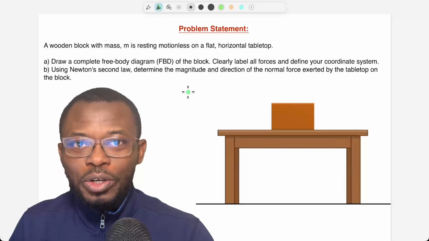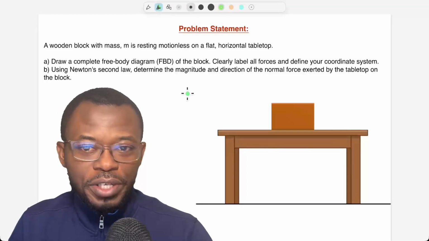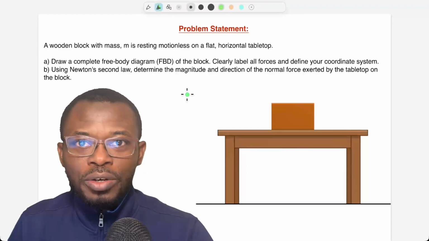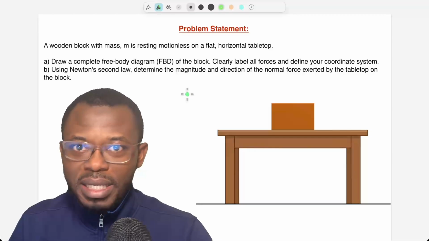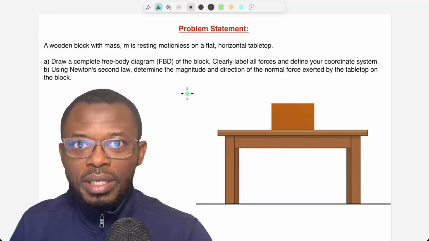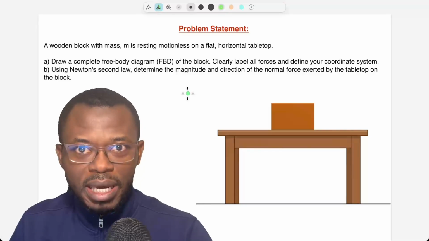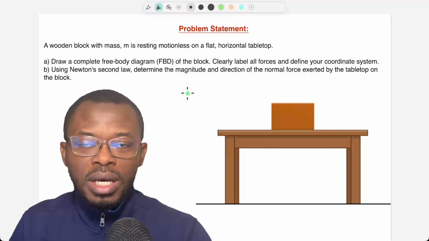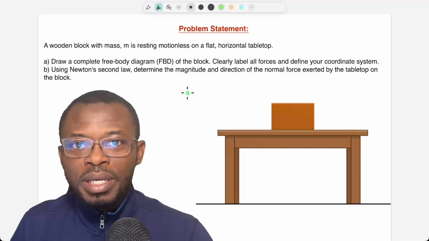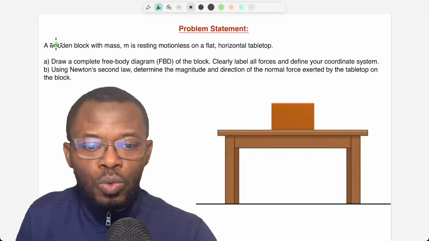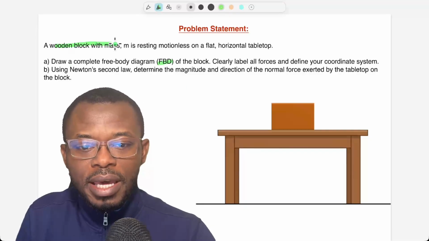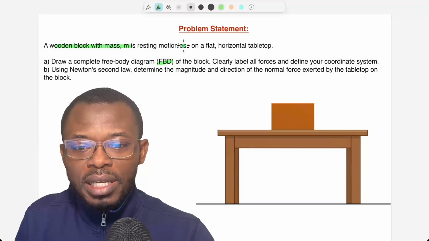Today we are kicking off our series on free body diagrams. By the end of this series, you should master free body diagrams and be able to solve almost any problem on mechanics. However, today we are starting with the most fundamental scenario, where a wooden block of mass m rests motionless on a flat horizontal tabletop.